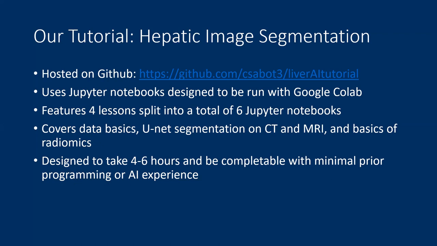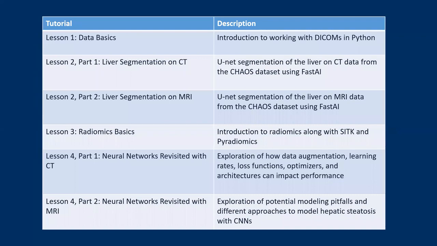The overall set of tutorials is designed to be completed in about 4 to 6 hours, so this would take about 1 day of focused attention, or could be split over approximately 1 week using 1-hour blocks. Also, so that GPU resources are not a barrier to entry, this set of tutorials is designed to be readily runnable with Google Colab based on the Jupyter notebooks hosted on GitHub. This is a summary of the designed tutorials, which start with the basics of working with DICOMs using Python, and then jump straight into using FastAI and the public CHAOS dataset of CT and MR images in order to perform hepatic segmentation using UNets relatively rapidly.